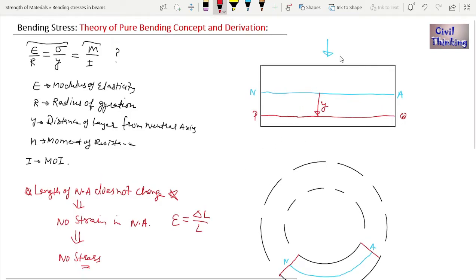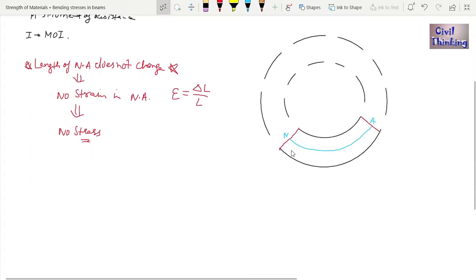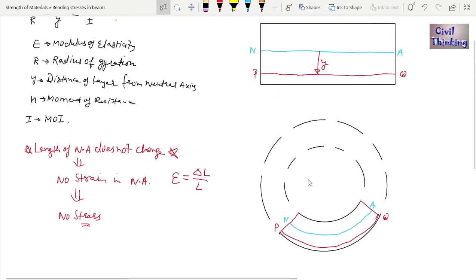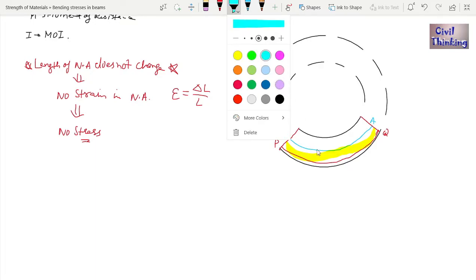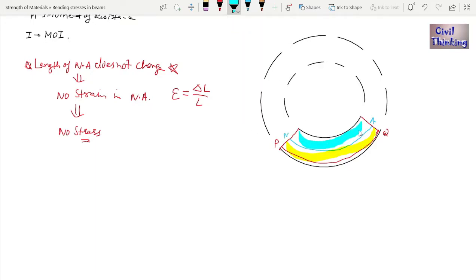Let me first draw it. So let me say this is PQ. This is P and this is Q, right? As you can see in this bent part, PQ is in tension. This is the tension zone. All of this below the neutral axis is the tension zone, and above the neutral axis is the compression zone. Again, if you don't know why it is the tension zone and why it's the compression zone, please watch my video lecture on it. It's very simple.